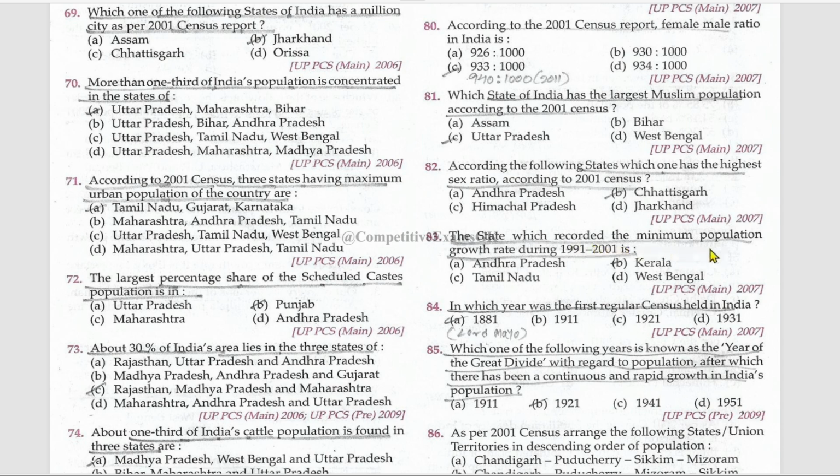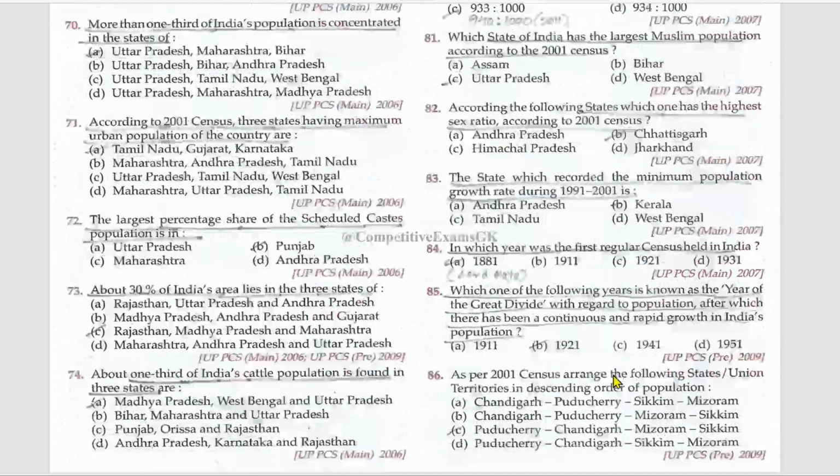The state which recorded the minimum population growth rate during 1991 to 2001 is Kerala. In which year was the first regular census held in India? 1881, during Lord Mayo. This was the first complete census, but in 1872 the census was calculated, but that was not the complete census. So this was considered as the first regular census of India. Which one of the following years is known as the year of the Great Divide with regard to population, after which there has been a continuous and rapid growth in population? 1921.